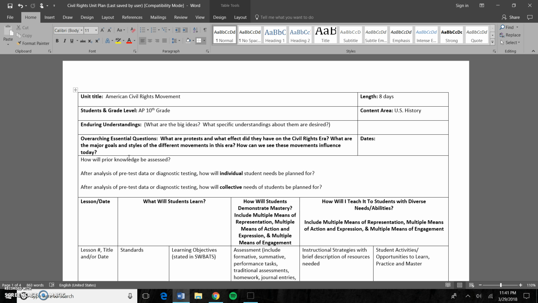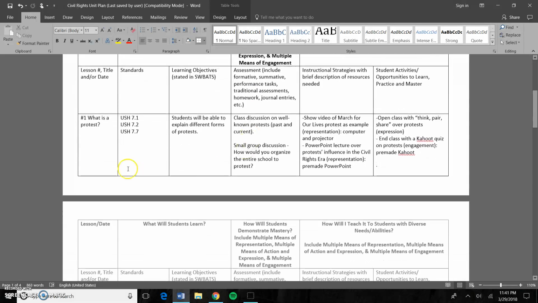Pretty basic. Also, what are the major goals and styles of the different movements in this era? We'll be talking about several different organizations and movements and figures during this unit. And lastly, how can we see these movements influence today? We'll also be connecting a lot of the movements to current issues, current things that are happening.